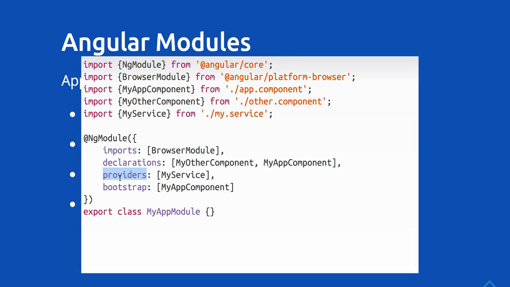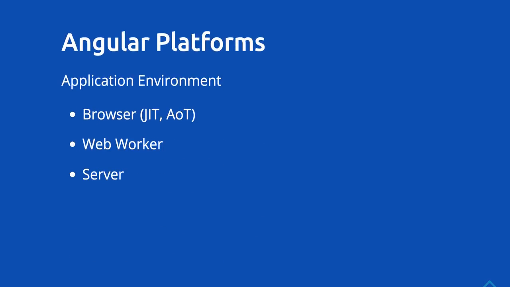We define what services we are using, what components we are using, and what different third-party modules we are using. Okay, so for the application environment, we are using an ahead-of-time compiler and a just-in-time compiler. A lot of different things come into the picture whenever we are compiling the code in Angular 2.0.